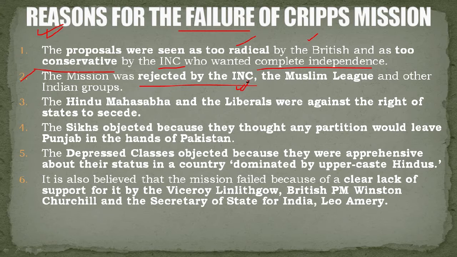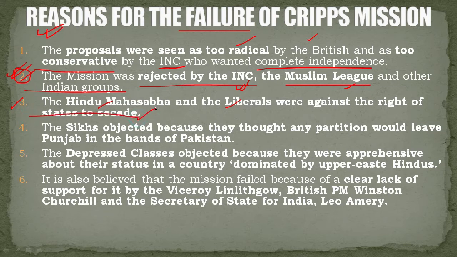It was completely rejected by the Indian National Congress, the Muslim League and other Indian groups as well. So the second point here, which is most important, is that it was completely rejected. So this becomes one of the most important points for its failure. In the third point, we see the Hindu Mahasabha and the liberals were against the right of states to secede.